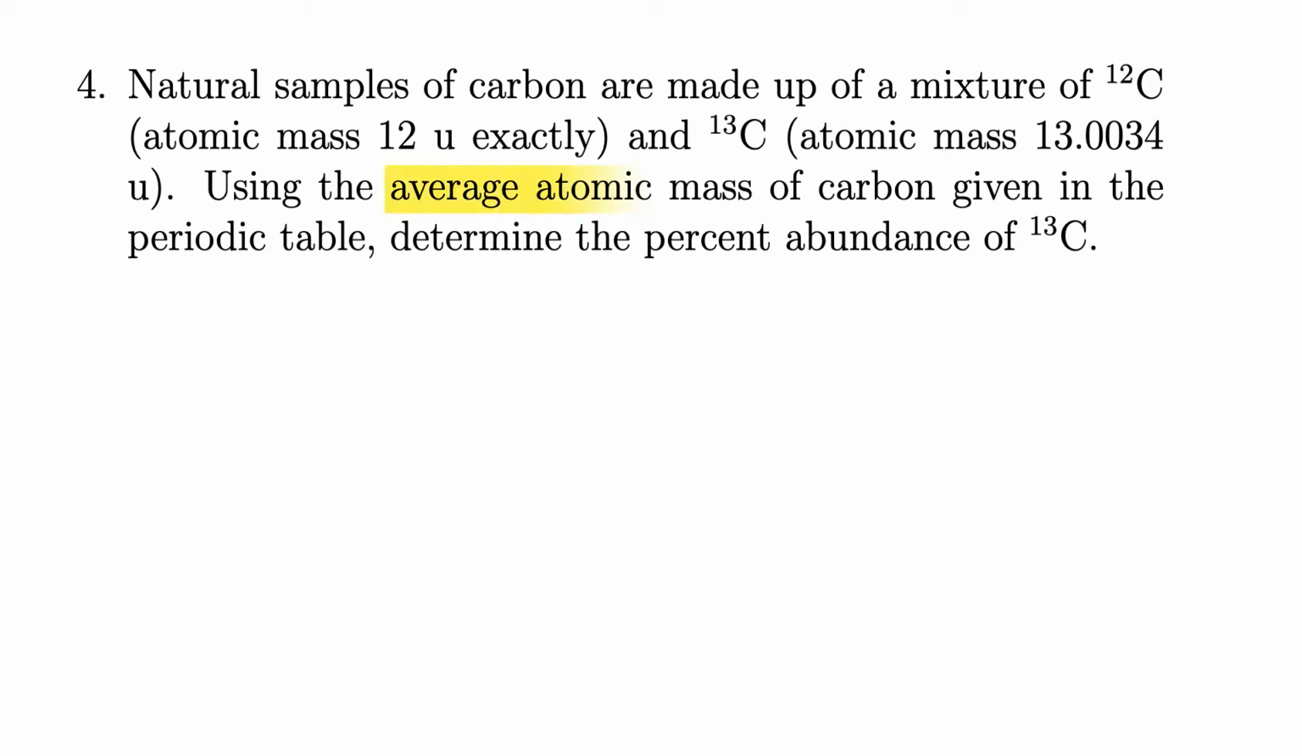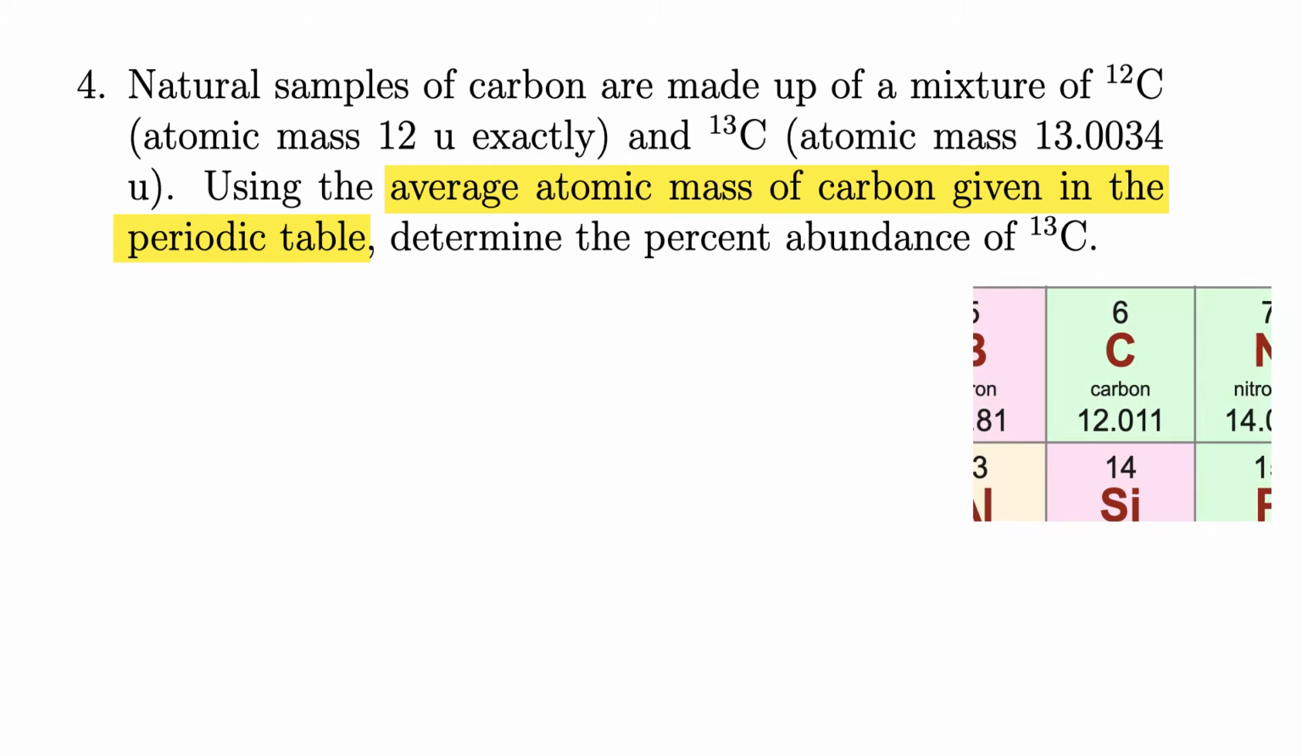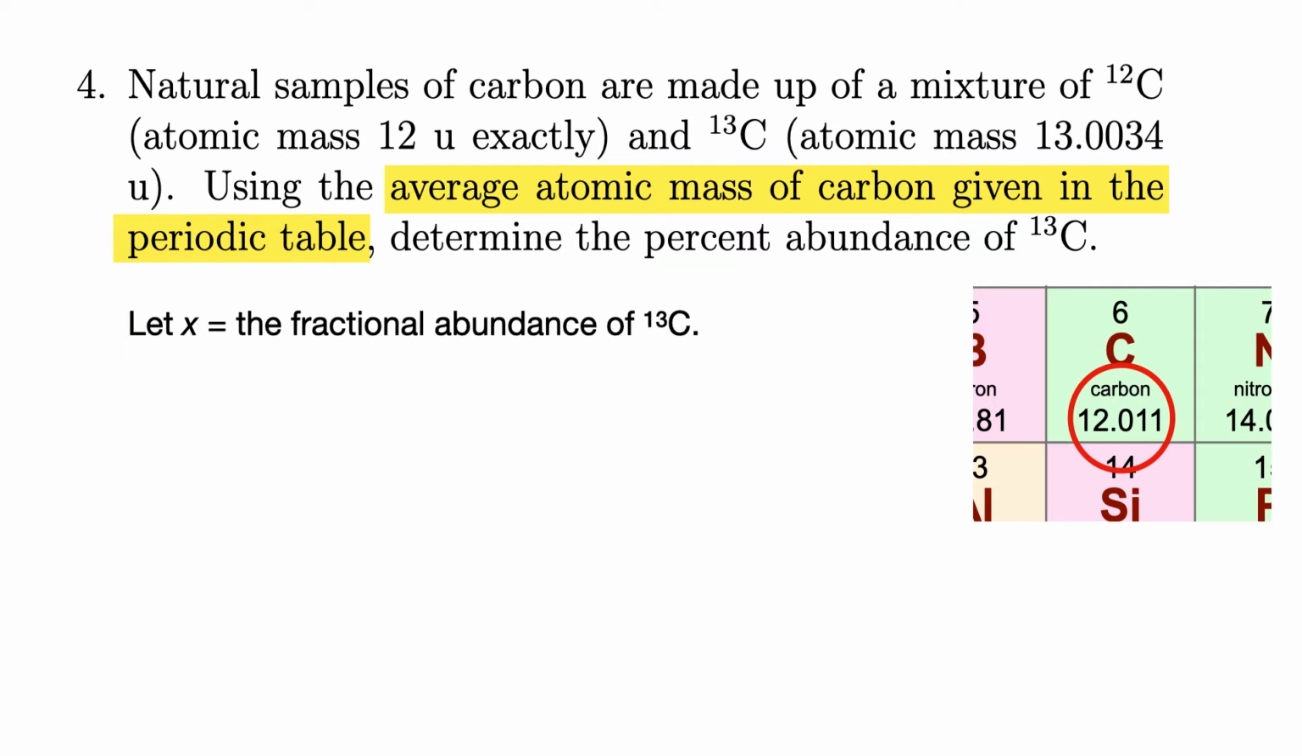So first of all, we're going to need to look up the average atomic mass of carbon, and that's in the periodic table, and it is 12.011. And so in order to work out the percent abundance of carbon-13, I'm going to let X represent the fractional abundance of carbon-13. We could let X represent the abundance of carbon-12. I just chose to let X be carbon-13 since the abundance of carbon-13 is what I'm actually trying to find in this problem. And so it'll be easier if I just let X equal that directly.